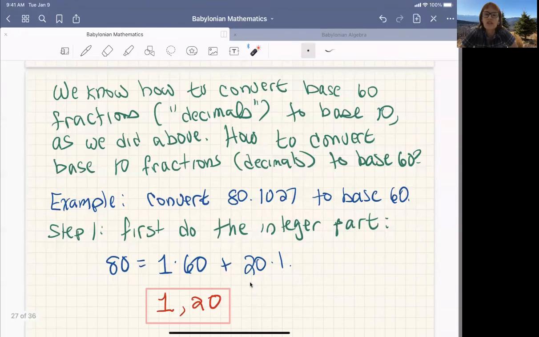So now the harder question is, how would you convert base 10 fractions or decimals, either way you want to look at it, into base 60? You'll see when we look at the method that the method works pretty much the same way, regardless of whether your base 10 number is written as a decimal or as a fraction. So what I'm going to do is I'm going to work through an example.